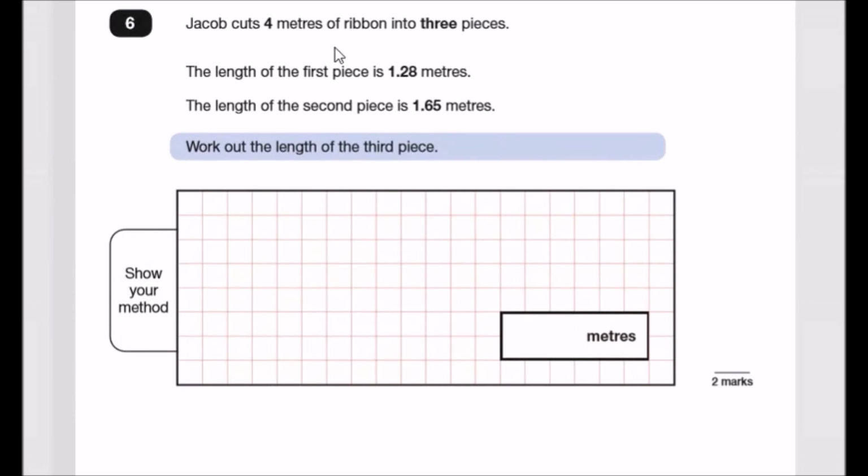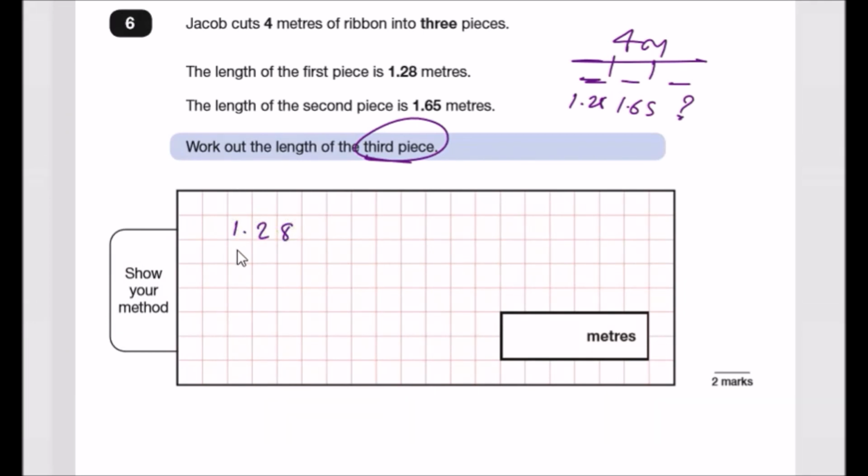Number 6. Jacob cuts 4 meters of ribbon into 3 pieces. So you have 4 meters right here, and he splits it into 3 pieces: 1, 2, 3. The length of the first piece is 1.28. The length of the second piece is 1.65. That means we need to work out the missing third piece. An easy way to do this is to add up these 2 pieces and subtract the total from 4. So 1.28 plus 1.65, what does it give us?